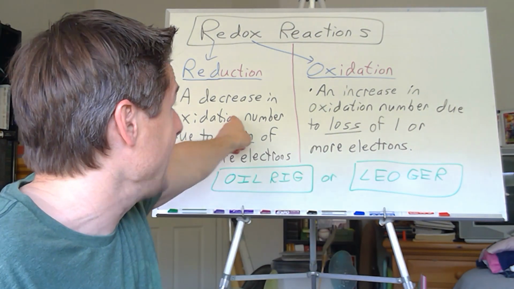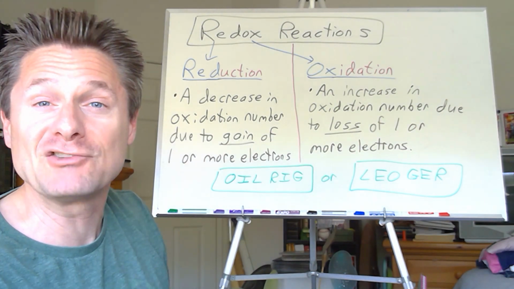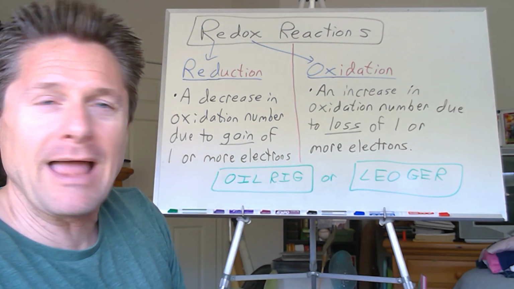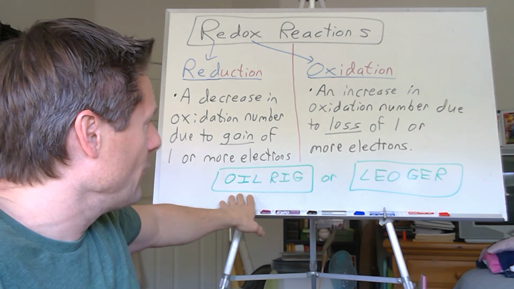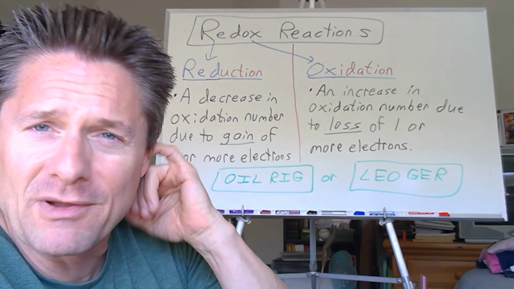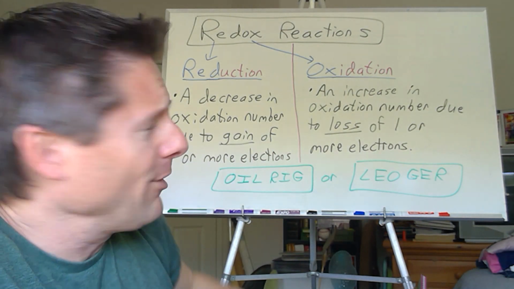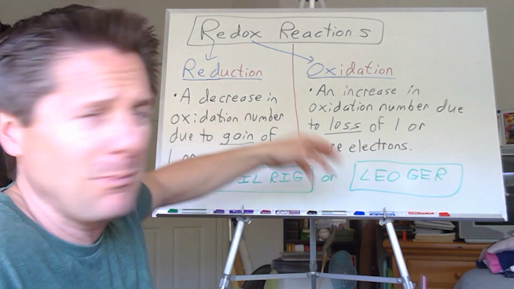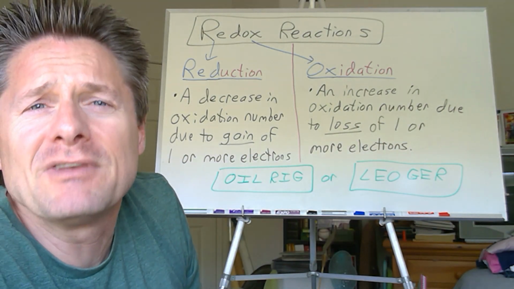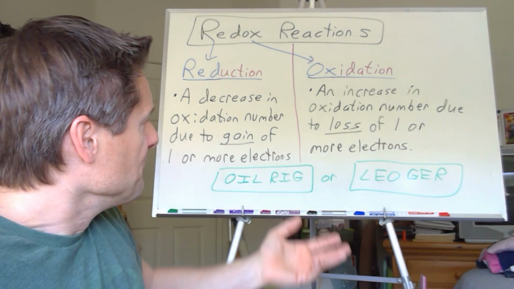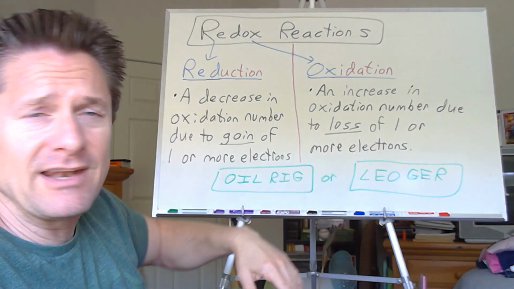As long as it's going down or up, that is reduction or oxidation. If you need some of these little acronyms, I've seen OIL RIG, I've seen LEO-GER, I've seen a whole bunch of different ones. Whatever works for you. I personally don't use those. I just remember either I'm gaining a negative particle or losing one or more negative particles. Reduction is going down, oxidation is going up.